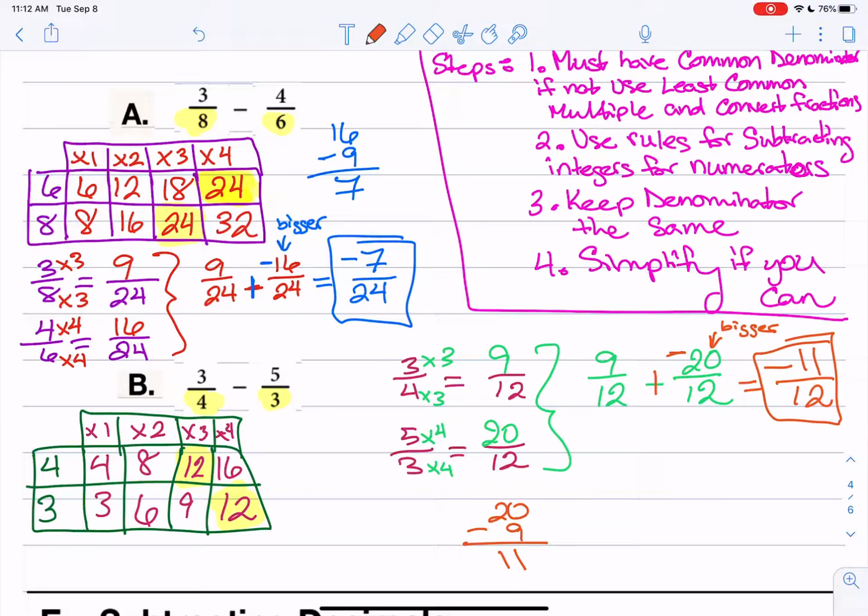And then you follow the rules for adding integers. The signs are opposite, you subtract, take the sign of the bigger number. If the signs are the same, you add them together and keep the sign.